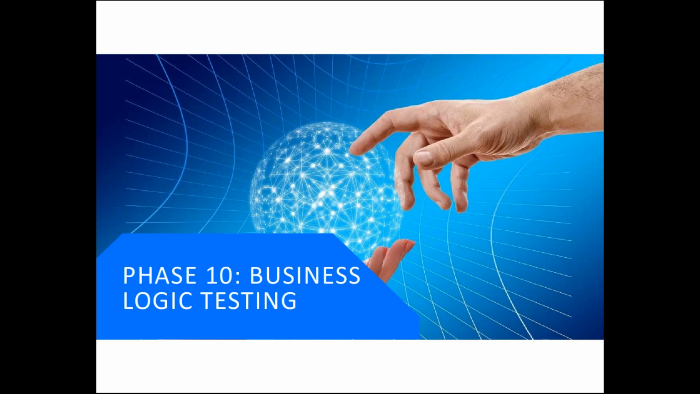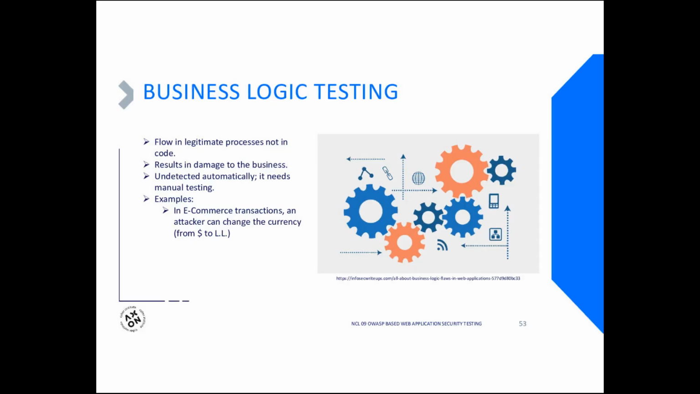Now we go to the business logic testing. Business logic testing, or business logic flaws, are flaws in processes that are legitimate. So it's not a vulnerability or a bug or a flaw in the code itself. And that's why it's very hard sometimes to detect them. They cannot be detected automatically by automated scanners, and you have to manually search for them and try to actually figure them out.